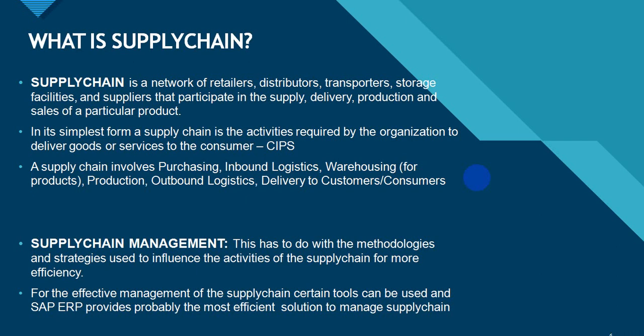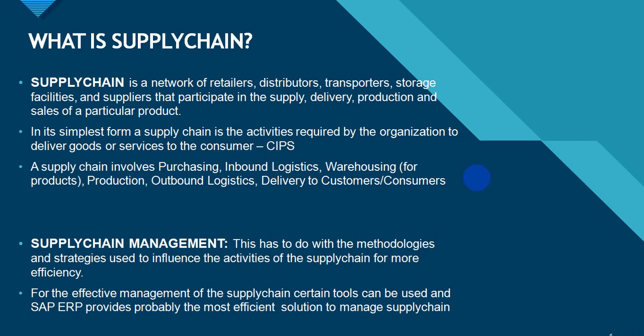Next, we'll look at supply chain management. First was, what is supply chain? Now that we know what supply chain is, I'm sure many of you in supply chain already understand this. But for the purpose of those who are new to supply chain, we need to explain a bit further. So supply chain management has to do with the methodologies and strategies used to influence the activities of the supply chain for more efficiency, right? So you can manage the supply chain, and to do that, organizations and professionals have to develop strategies and methodologies that are used to operate and influence these activities, to make them effective and efficient.